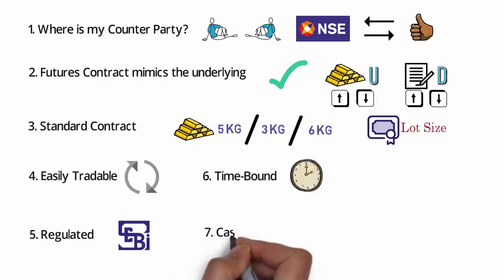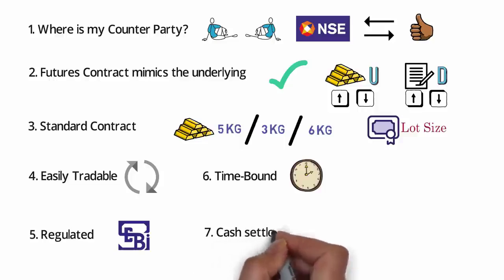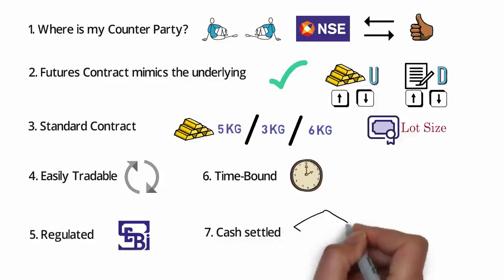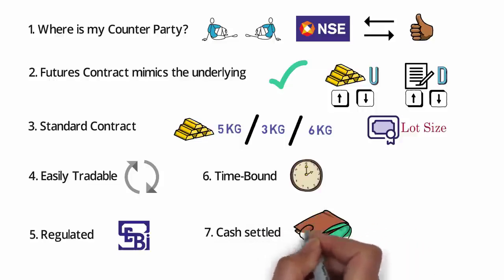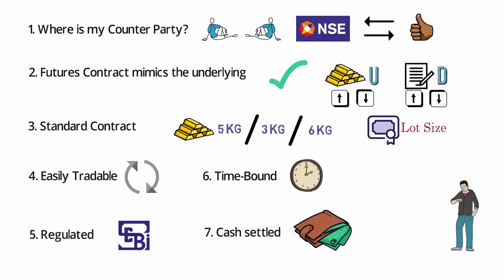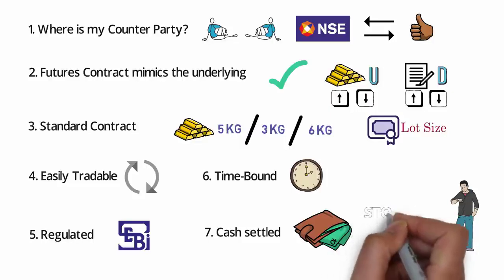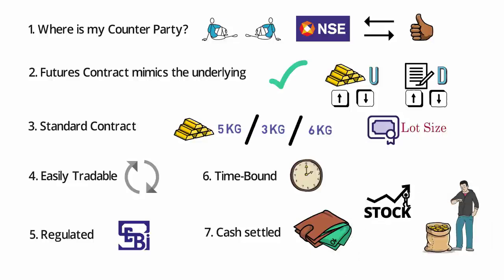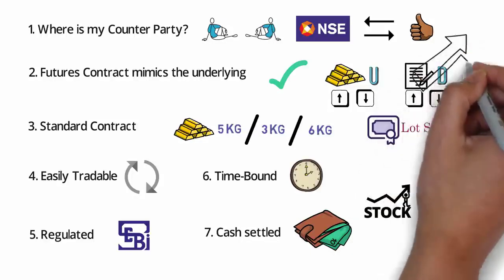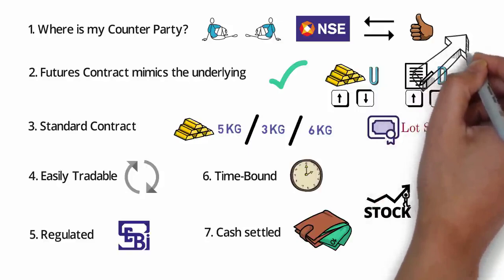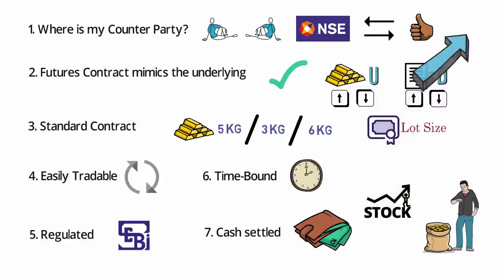And lastly, number seven, cash settled. Most of the futures contracts are cash settled. This means only the cash difference is paid out. We do not need to worry about moving the physical asset from one place to another. But with the latest change of SEBI, stocks need to have a physical settlement. For that, you can watch the video on the top, which gives you a detailed view of how physical settlement happens.